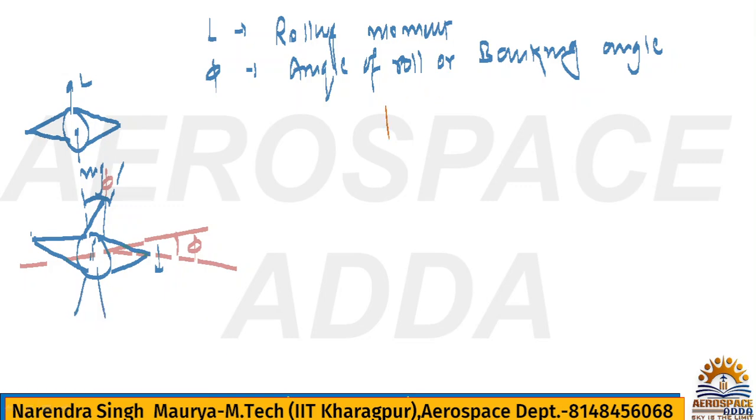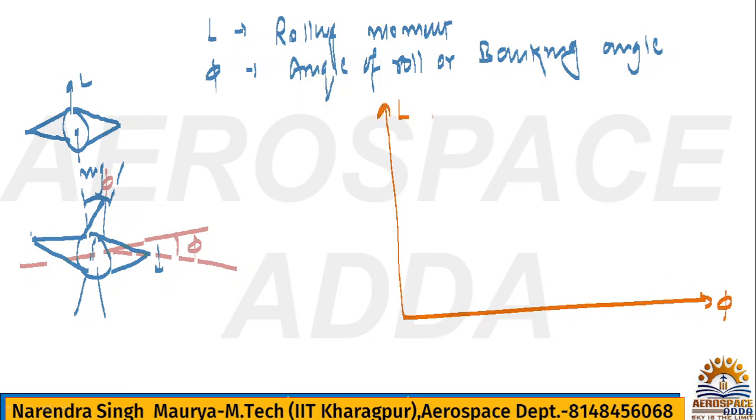Anyway, if you want to draw the slope, you have to draw the L versus phi plot. This is phi, and this is L. Okay, phi and L.